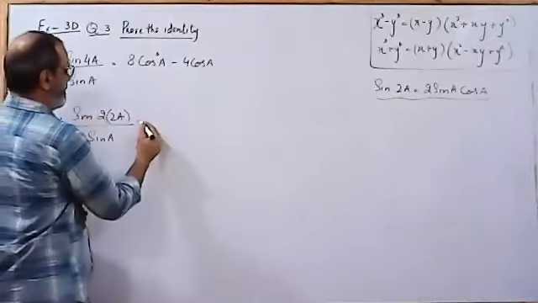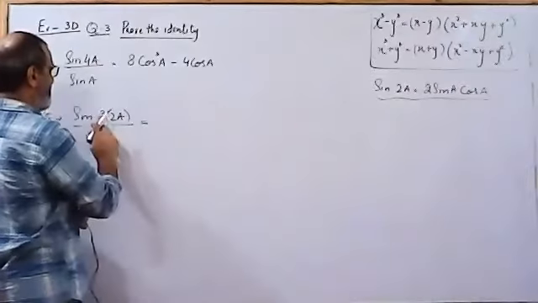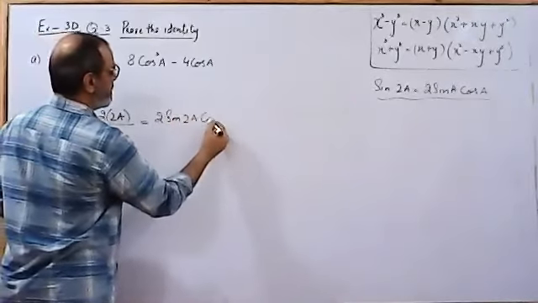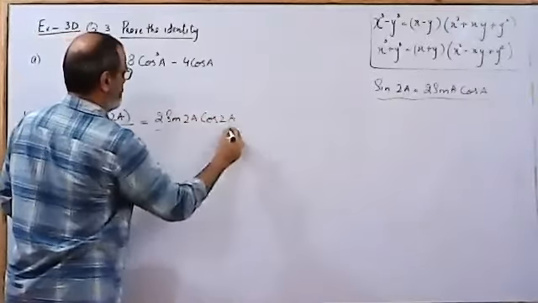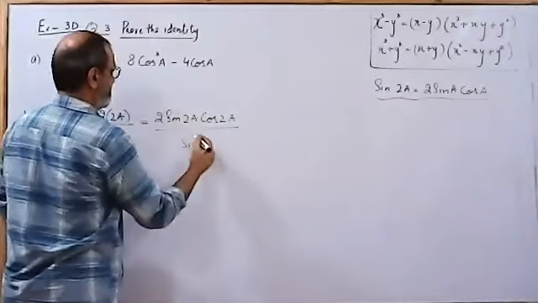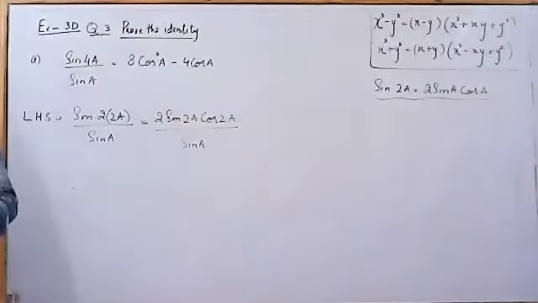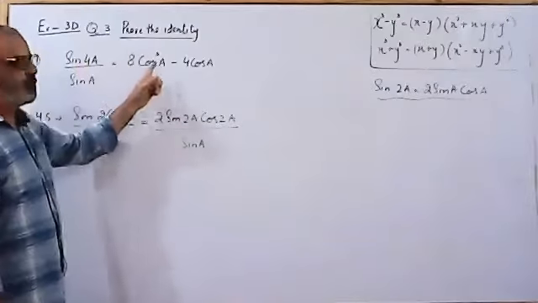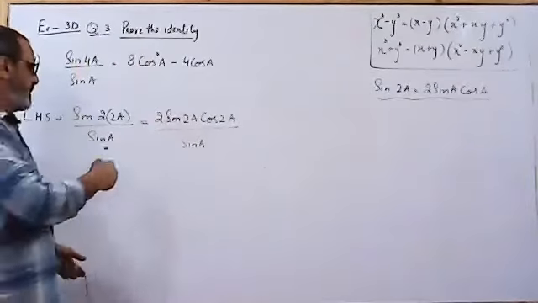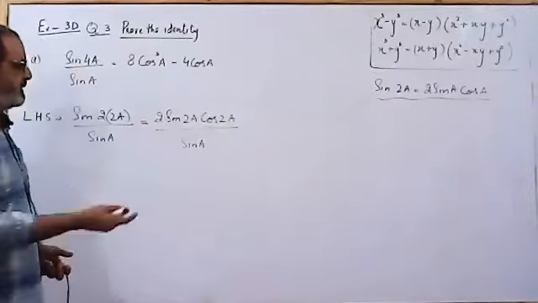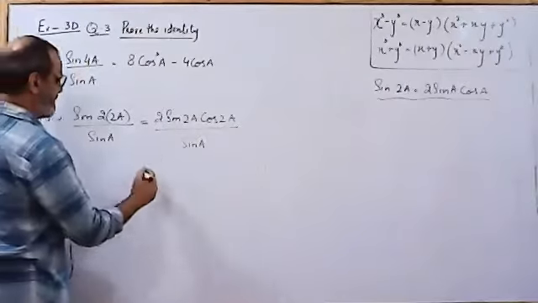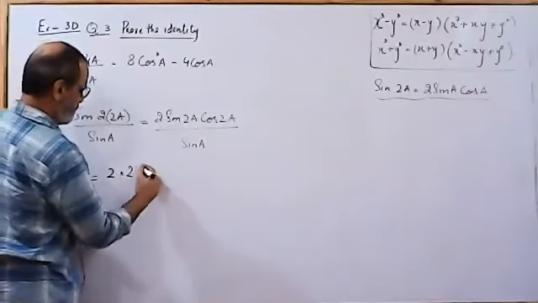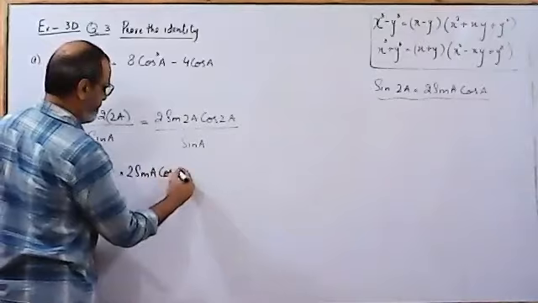If I apply the identity, I have to write the half angle. So 2 sine 2a cos 2a over sine a. Further, my target was to change 4a into a in terms of cos. For sine, I have no option other than using that identity, so I will continue with that identity. It will be 2 into 2 sine a cos a.